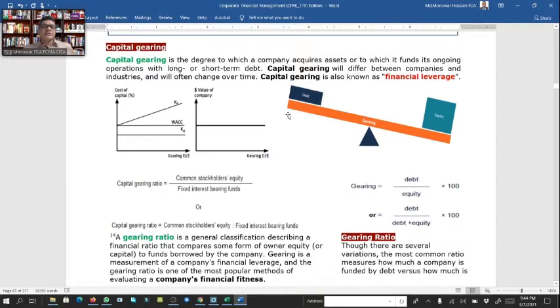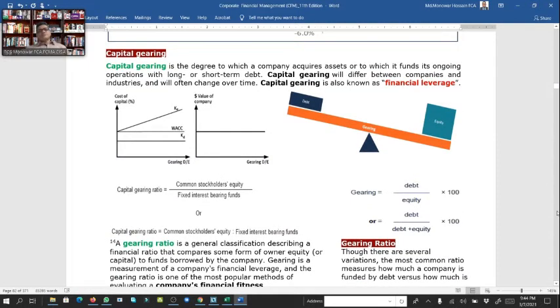And now capital gearing. Capital gearing is the degree to which a company acquires assets or funds its ongoing operations with long and short-term debt. Capital gearing will differ between companies and industries and will often change over time. Capital gearing is also known as financial leverage. So this is capital gearing, that means the debt equity percentage.